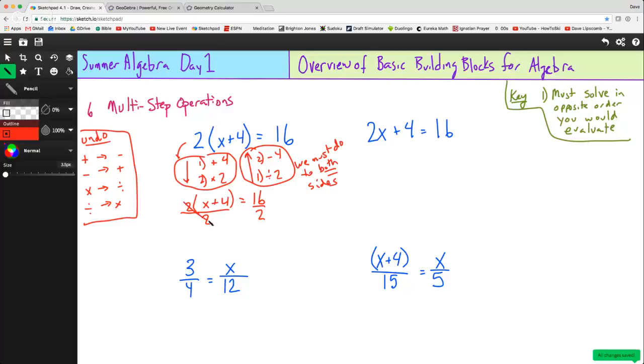So we're going to cancel our 2's, and we're going to end up with x plus 4. And on the right side, we get 8. So we've done our divide by 2. Now we've got to subtract 4 from both sides. So here we get x equals 4.